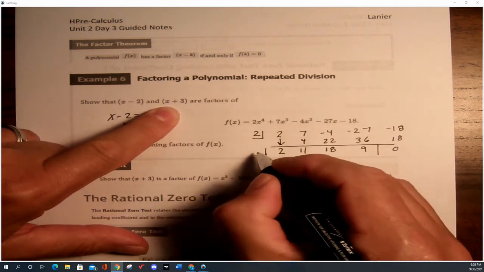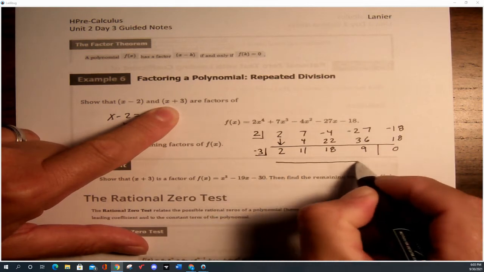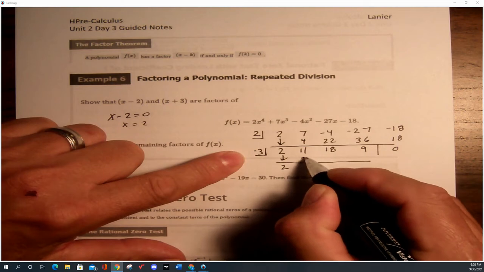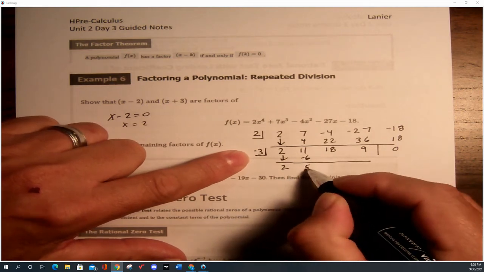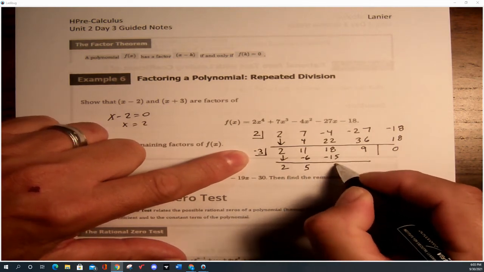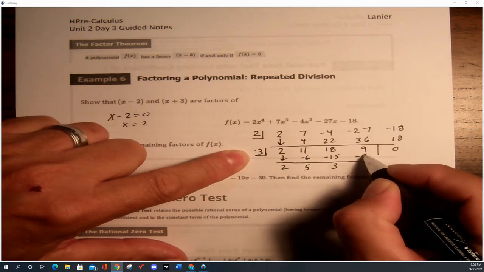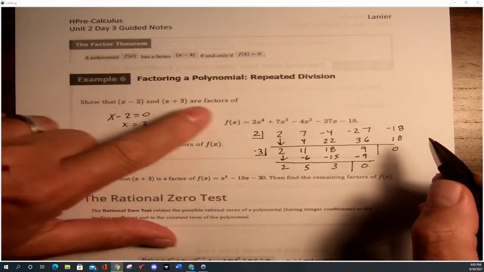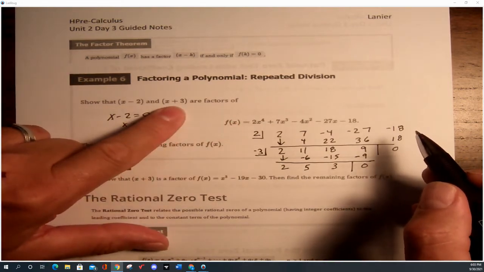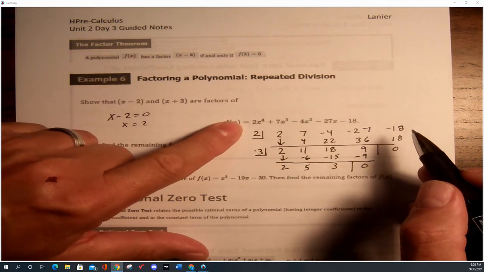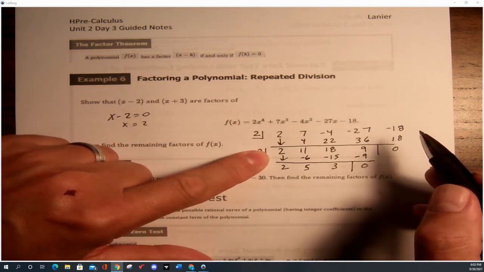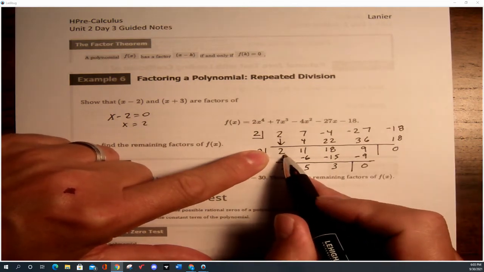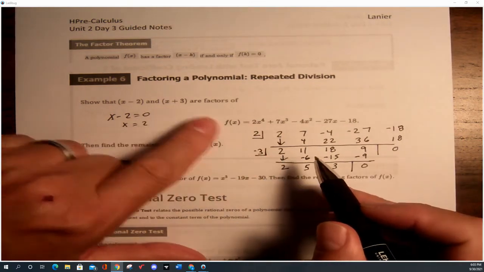I know that's going to be a negative 3. Just bring the first number down. That gives us a 2. Let's multiply, you get negative 6. Combine, get 5. Multiply again, get negative 15. Combine to get 3. Multiply, get negative 9. And our remainder is 0. So again, this is a factor of this polynomial. Even though I didn't divide this factor into that polynomial, I did divide it into that polynomial, which is the third degree polynomial. So this is going to be a factor of that also.